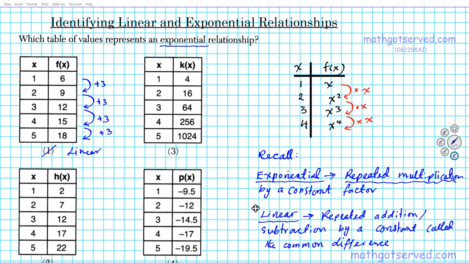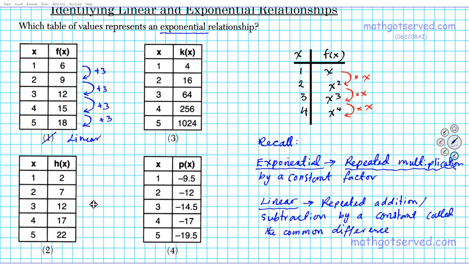Okay, let's move on to option 2 and see what's going on there. So from 2 to 7, 7 to 12, 12. What do you think is going on here? It's easy to see that it's an additive relationship. From 2 to 7, you add 5, okay? Or you multiply by 7 over 2. If you multiply 7 by 7 over 2, you get 49 over 2, which is 24.5. That's not 12, right? So it's clear that we're adding here.